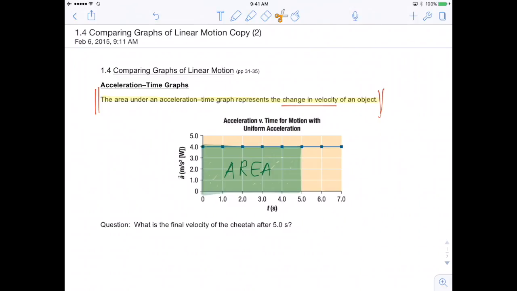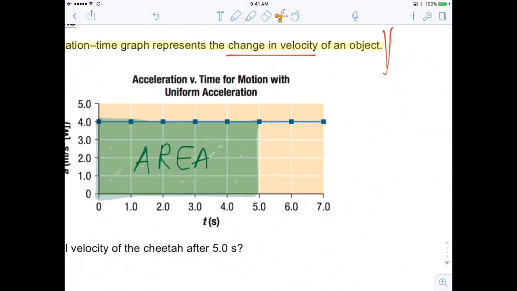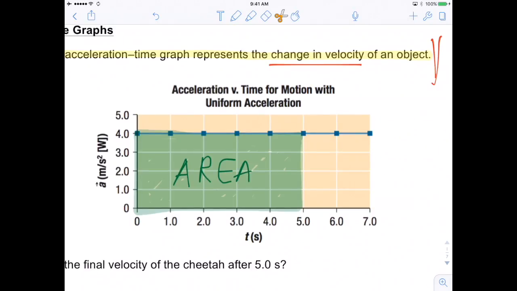Now there's only one shape that an acceleration time graph can look like in this course, because the only type of acceleration that we look at, if an object's accelerating, its acceleration will be continuous. So all acceleration time graphs will look like a horizontal straight line. And we can actually determine the acceleration of the object just by reading off of this graph. So I know that the acceleration of this object is 4 meters per second squared west.